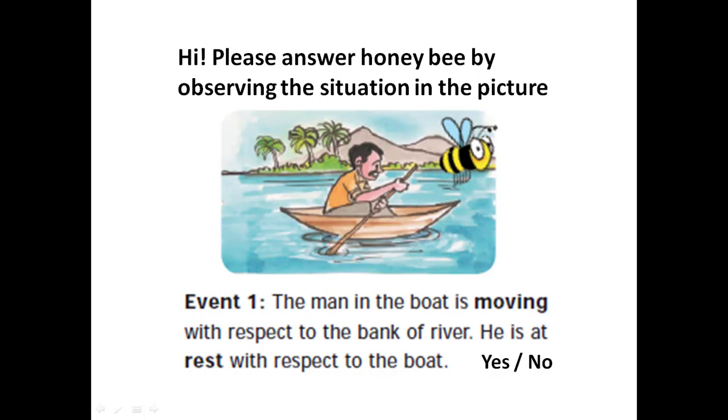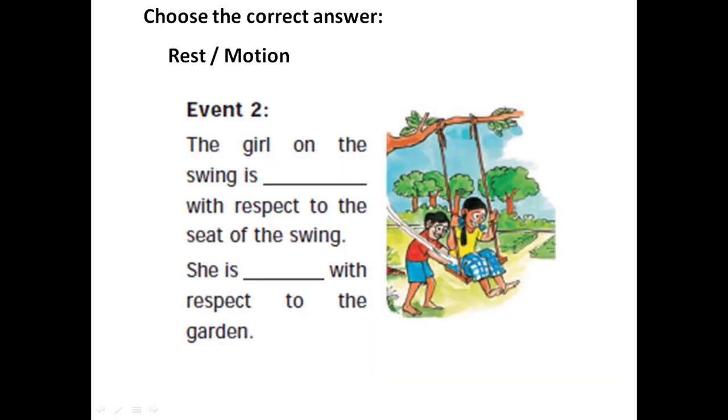Hi, please answer Honeybee by observing the situation in this picture. Event 1. The man in the boat is moving with respect to the bank of the river. He is at rest with respect to the boat. Yes or no? He is at rest with respect to the boat. Choose the correct answer. Fill it with rest or motion.